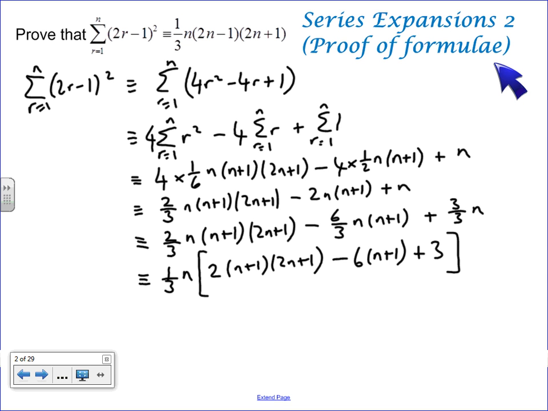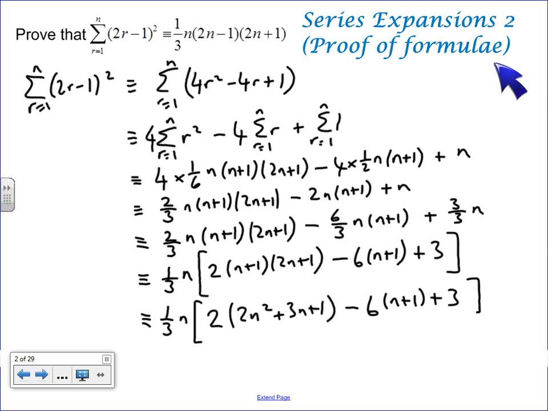And the fourth stage is just to tidy up. Everything that's in the big brackets just needs tidying up. So I'm going to multiply out the brackets and then refactorize it. It'll take a few steps here. So first of all, multiply out these two brackets. We can get 2n squared plus 3n plus 1 minus 6 times (n plus 1) plus 3. And so we get 4n squared plus 6n plus 2 minus 6n minus 6. Make sure that's a minus 6, not plus 6, plus 3.